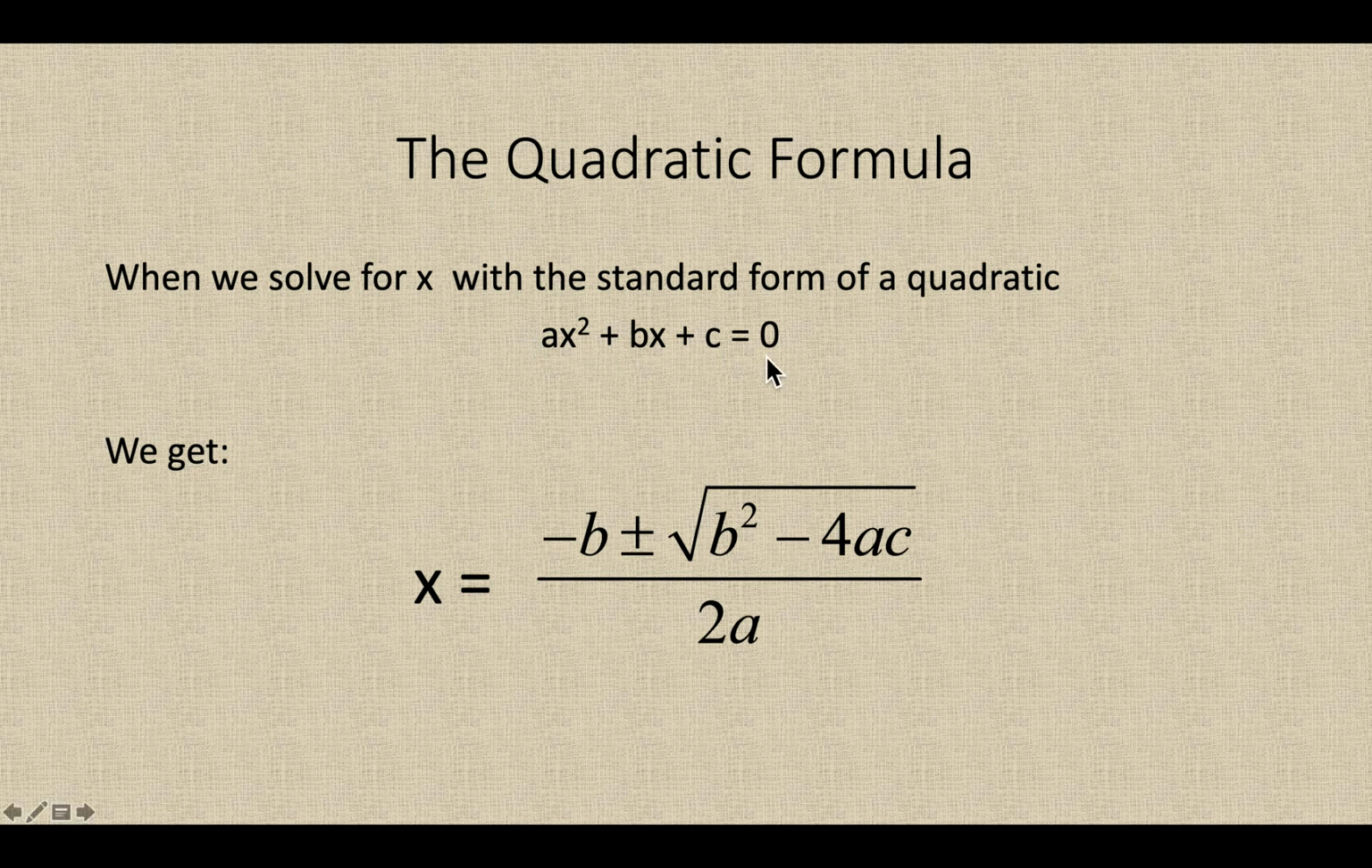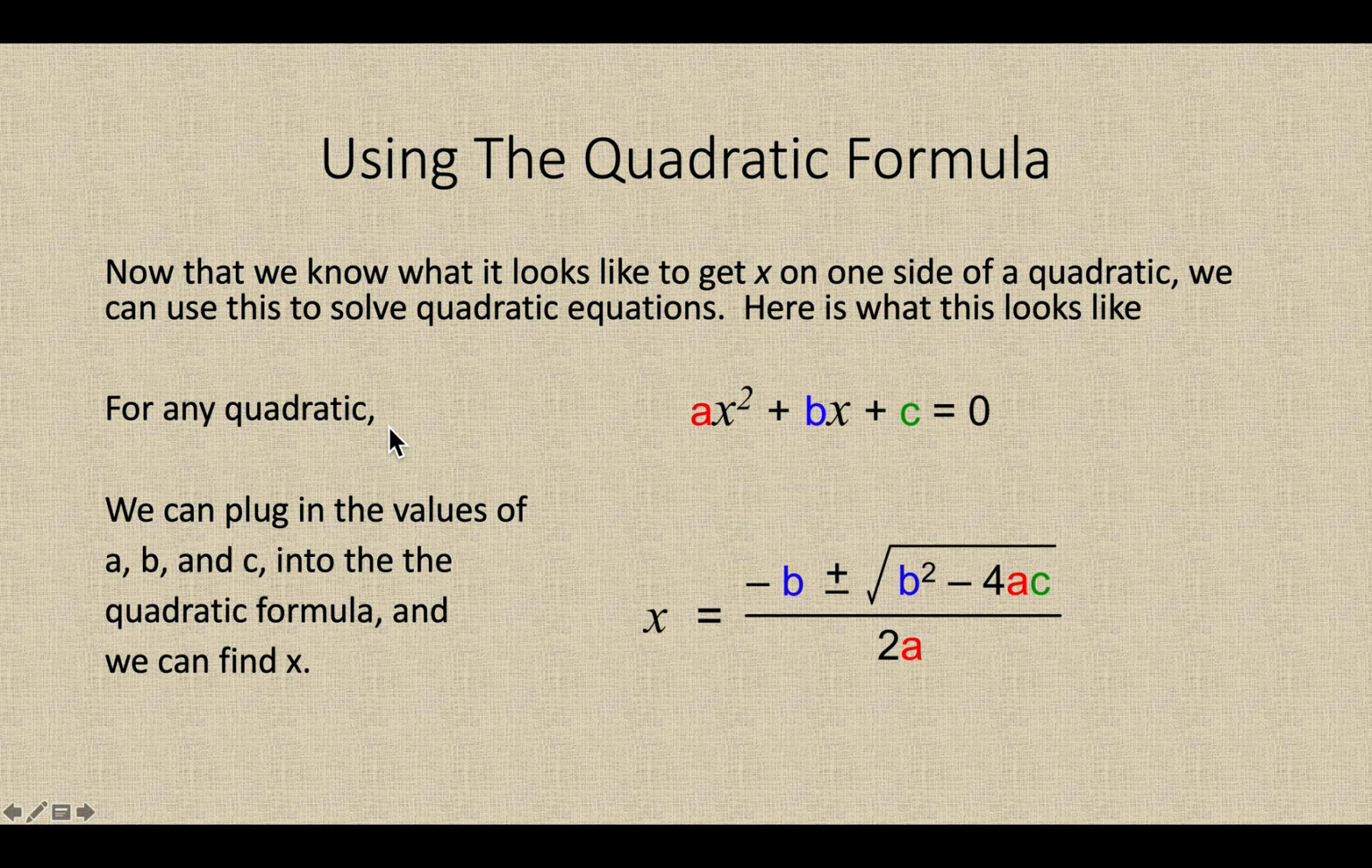If we start with the standard form, we end up with x equals negative b plus or minus radical b squared minus 4ac, and all of that is over 2a. And so this is the a in this equation, this is the b in this equation, and this is our c, our constant, that shows up in this equation. And so that is what it looks like if we solve for x. And we actually call this the quadratic formula.